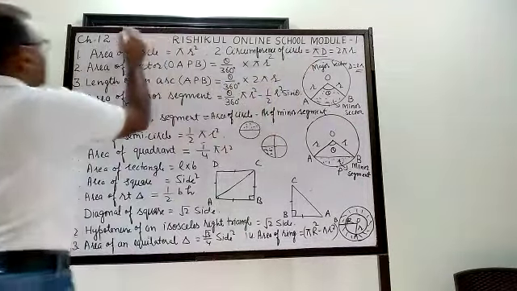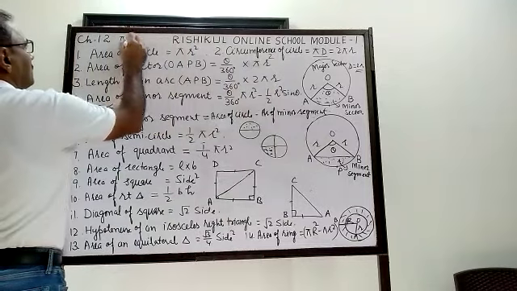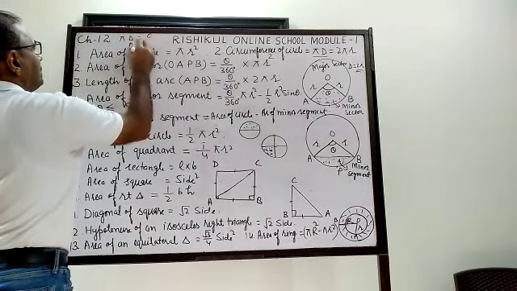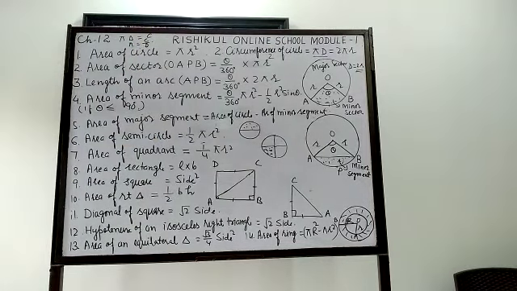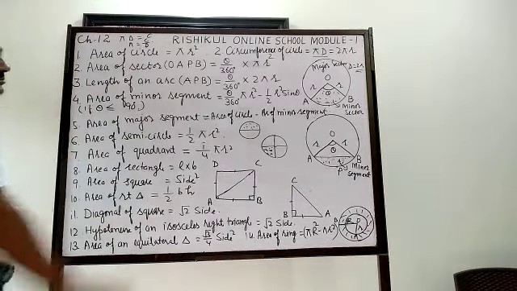Here you can define pi also. Pi d is equal to c, and pi is equal to c upon d. You can say that pi is the ratio of circumference and diameter of the circle, and the value of pi is approximately 22 upon 7, or you can say 3.14.